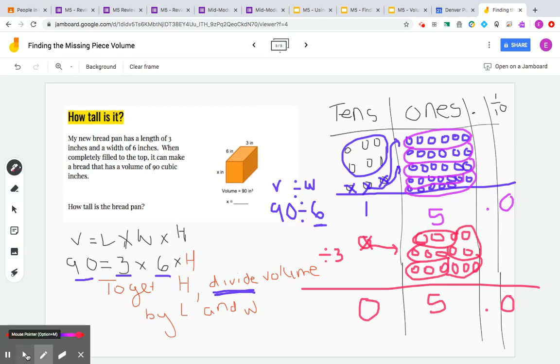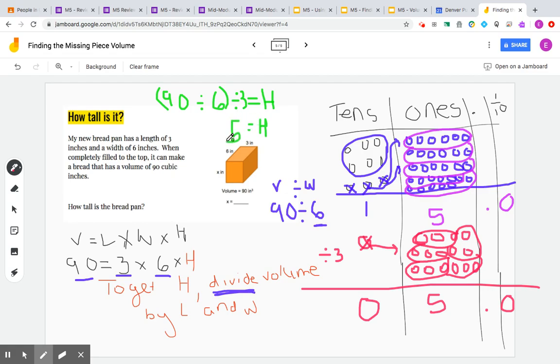This tells me that when I divide my volume by 6 and then divide by 3, I'm going to get my height. And when I do all that, my height is going to equal 5.